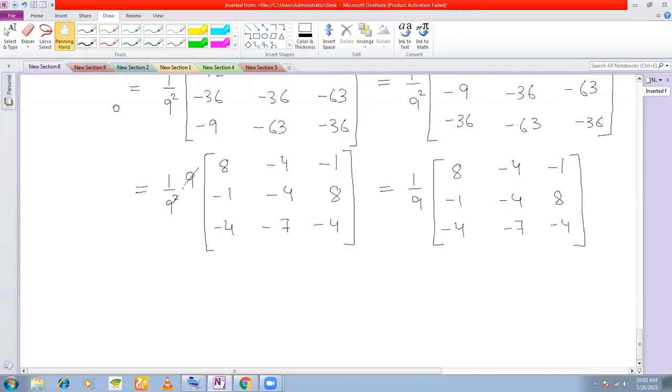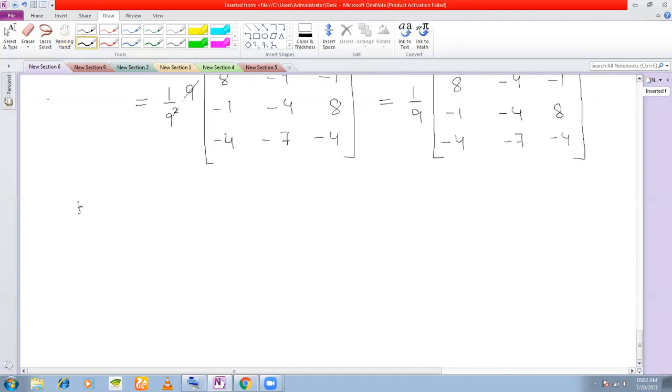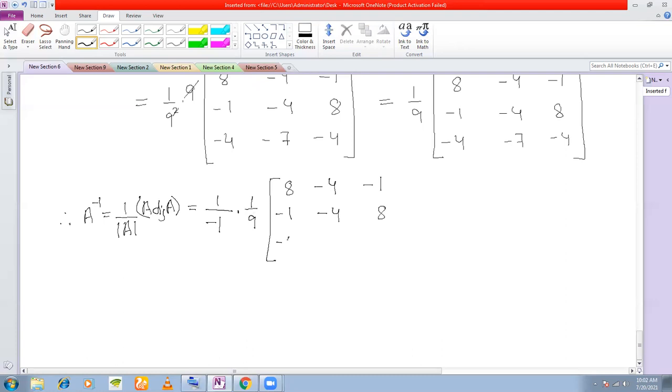So therefore, what should be A inverse? Therefore, A inverse is equal to 1 by determinant of A into the adjoint of A. Determinant value of A we had got above as minus 1. So 1 by minus 1 into adjoint of A, we have got as 1 by 9 times this matrix: 8, minus 4, minus 1, minus 1, minus 4, 8, minus 4, minus 7, minus 4.